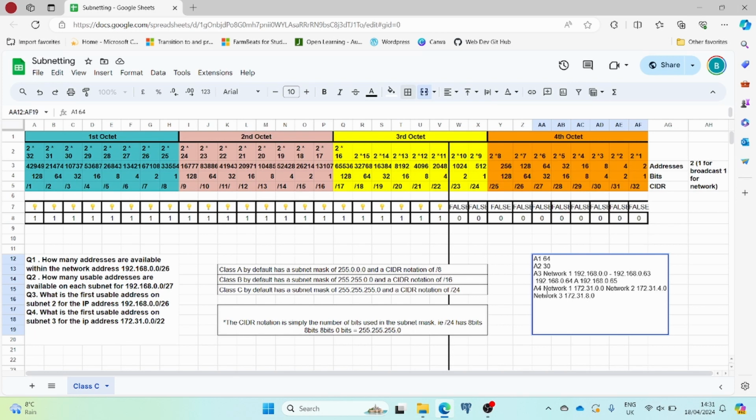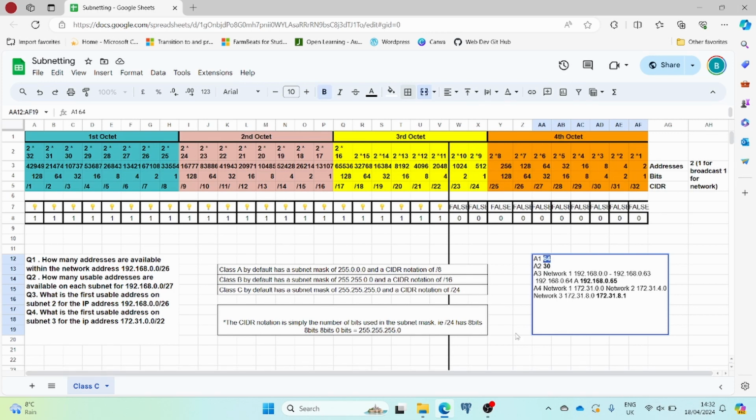Now this question is asking what is the first usable address on subnet 3 for IP address 172. So this is my network address here. It's simply adding 1 to the last portion of that, so it'll be 172.31.8.1. That is the answer for this particular question. That was the answer for answer 3, that's the answer for 2, and that's the answer for 1.